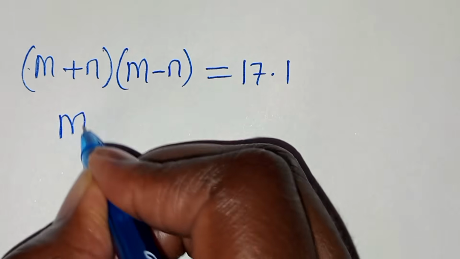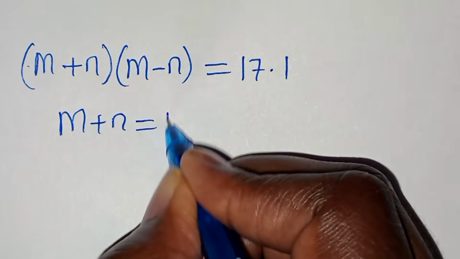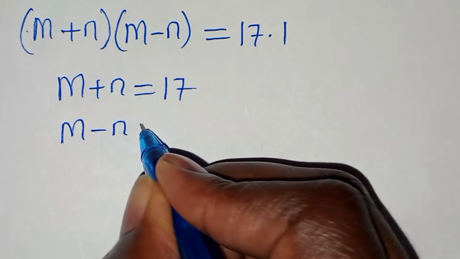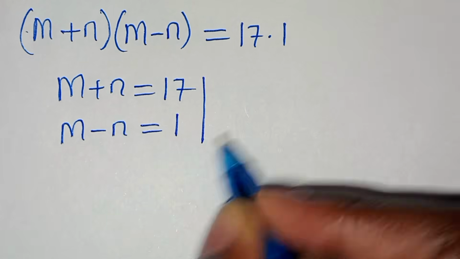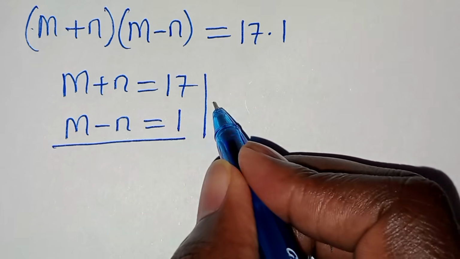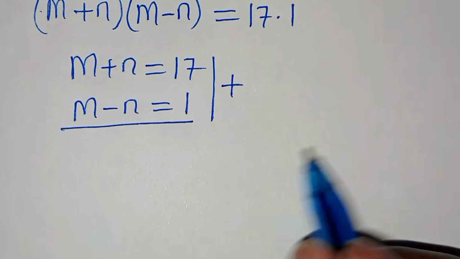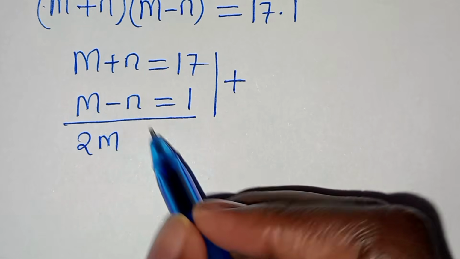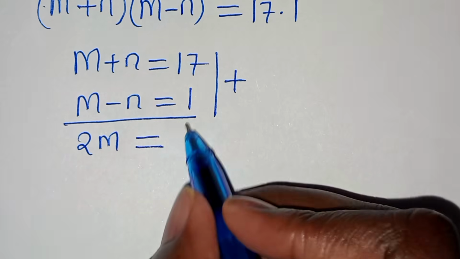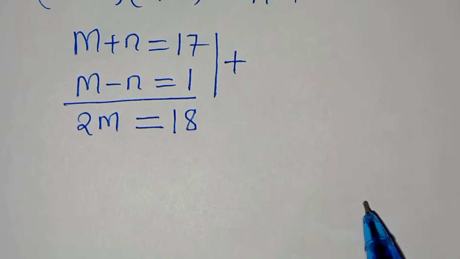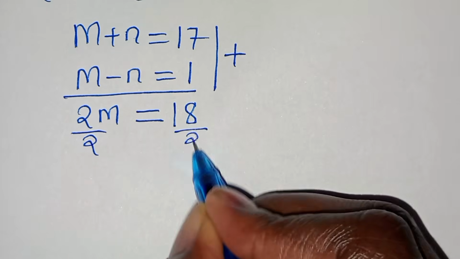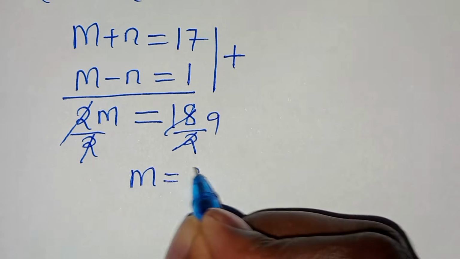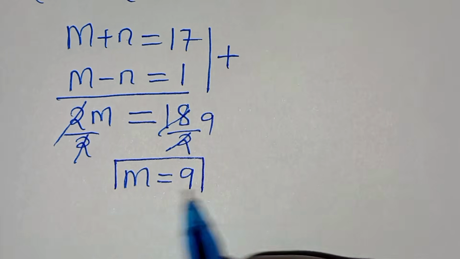So we have m plus n equal to 17, and m minus n equal to 1. These are a system of two linear equations, so let's add them. m plus m is 2m, then n plus minus n cancels. This is equal to 17 plus 1, which is 18. Let's divide both sides by 2, and this implies that m is equal to 9.